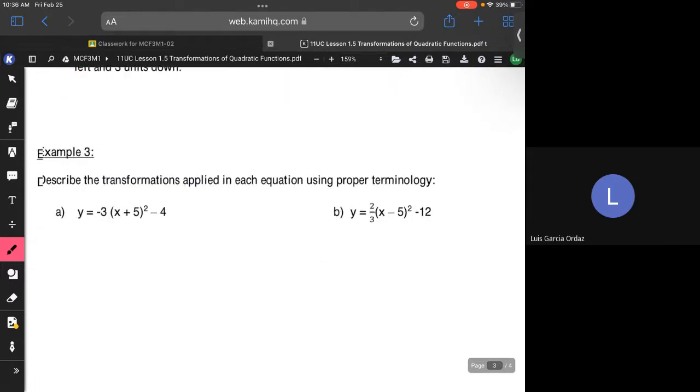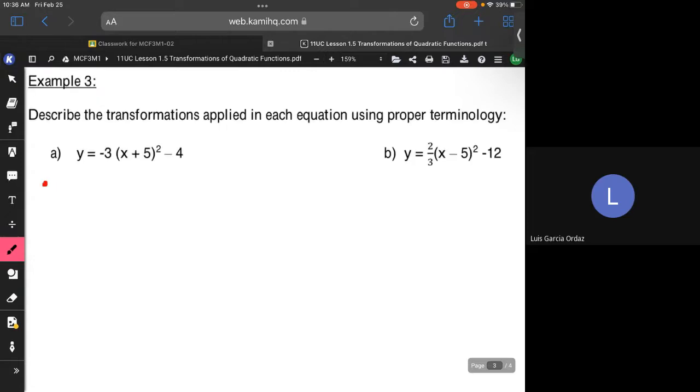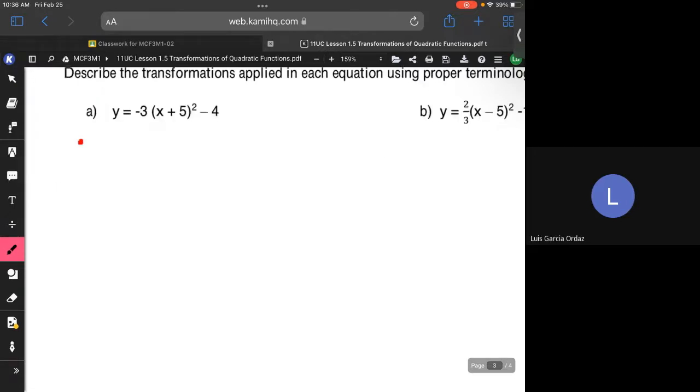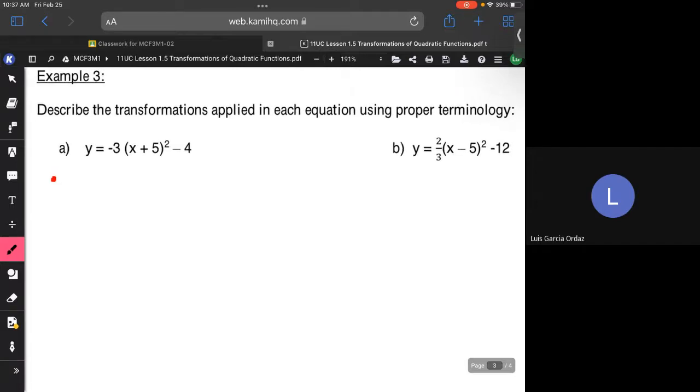And then there are times where you guys are going to be asked to tell me the transformations based off the equation. So, what is the first transformation you see in this one? y is equal to negative 3 times (x plus 5) squared minus 4. What is the first transformation you see? Sarah. A is reflected by a factor of 3. Well, there would be 2. So it's reflected in which axis? Olivia? Yep. So there's a reflection in the x-axis.